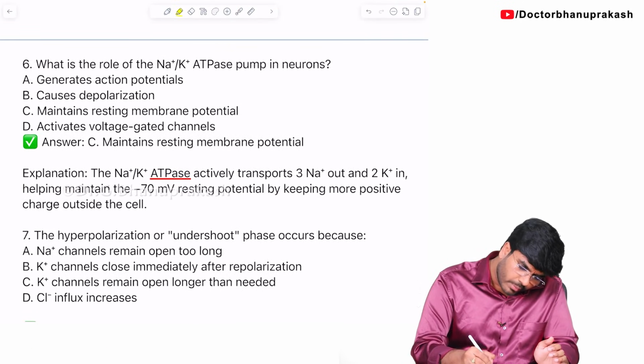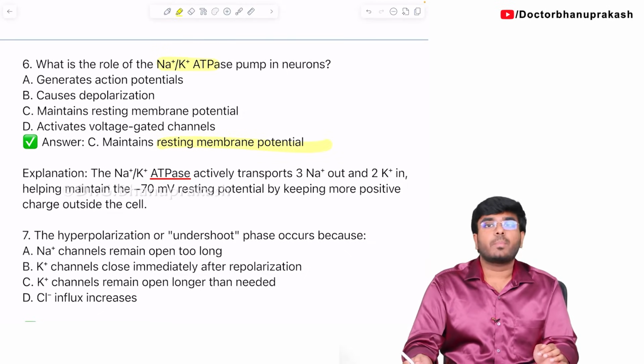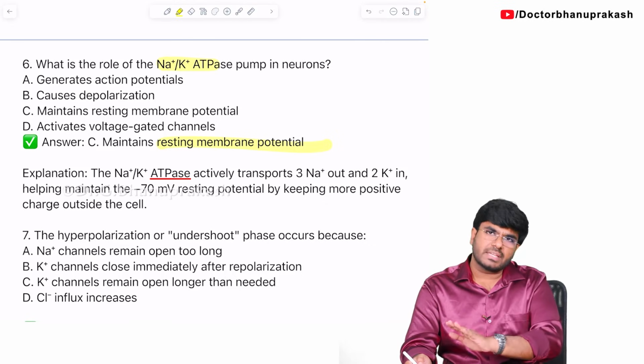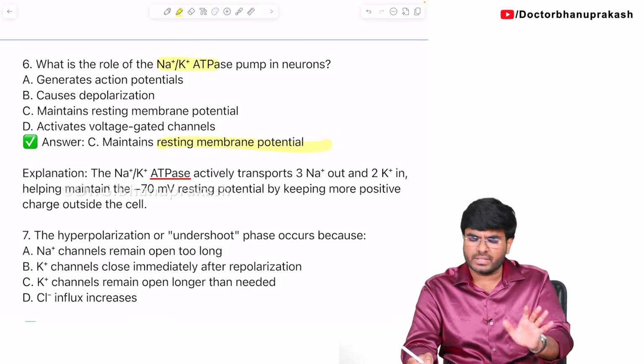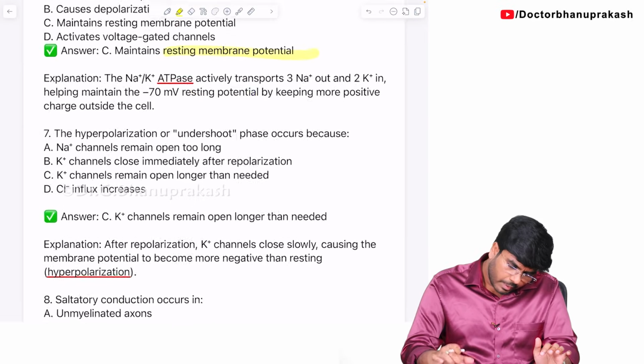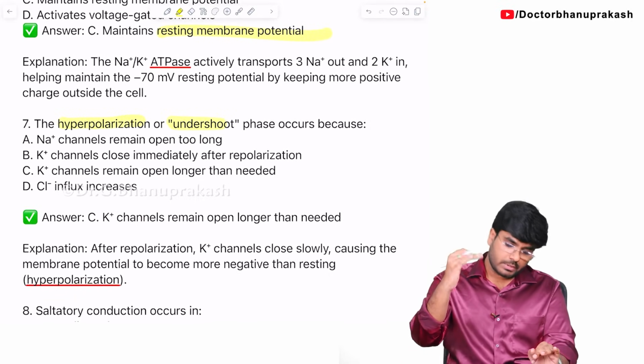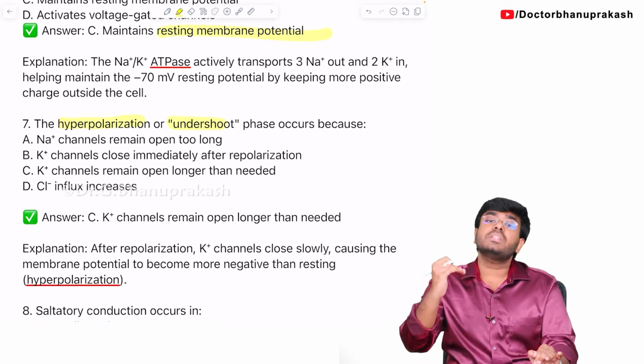I have told you the role of the sodium potassium pump is to maintain the resting membrane potential. They will maintain the resting membrane potential of -70 or -60, -80, something like that. They are the ones responsible for the resting membrane potential. The hyperpolarization is also called the undershoot. Depolarization is overshoot. Hyperpolarization means undershoot, which means more inactive.